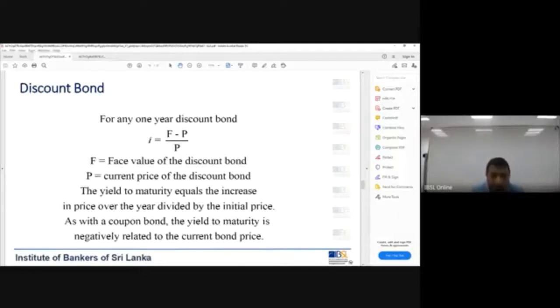It's negative. So you can see in the discount bond case also, yield to maturity, YTM, is nothing but your initial purchase price versus the face value at maturity that you are receiving. The difference between these would decide the yield to maturity of a bond or a discount bill that we were talking about.